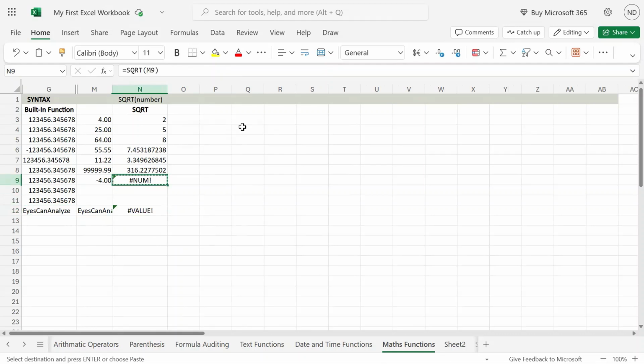So these are the two things that you need to remember when you're trying to calculate a square root of a particular number. First, it cannot calculate it for negative numbers. And second, it cannot do any kind of calculation on text, because this is a math function and can be used only on numbers. Hope I was able to make this concept clear on the square root function.